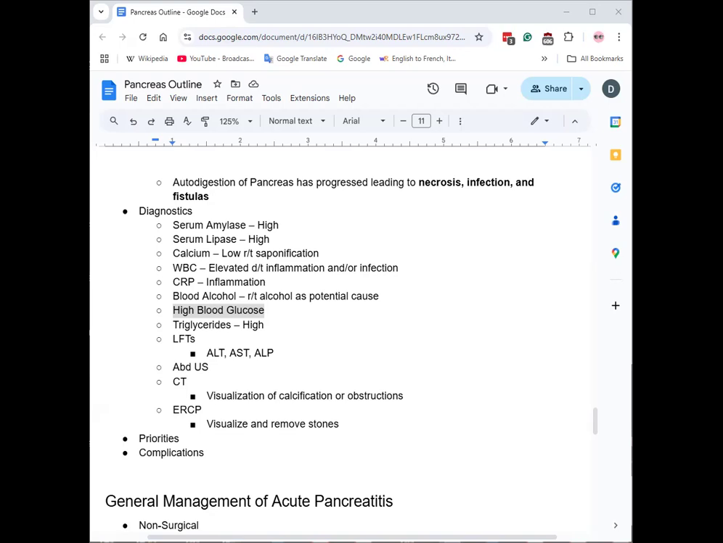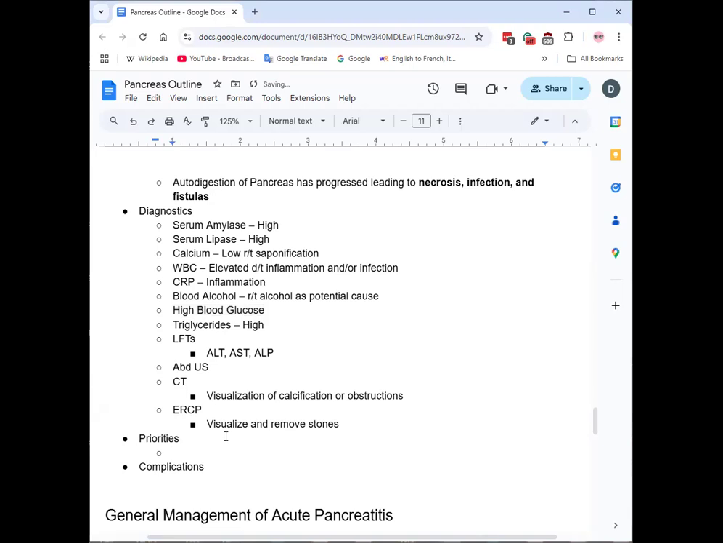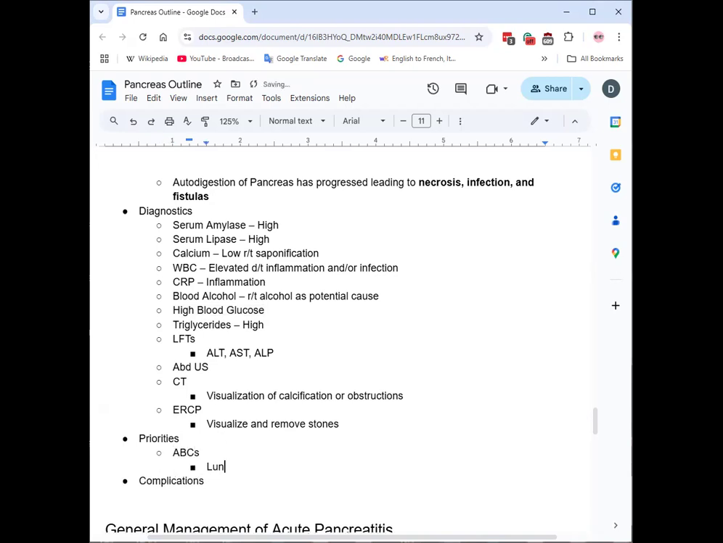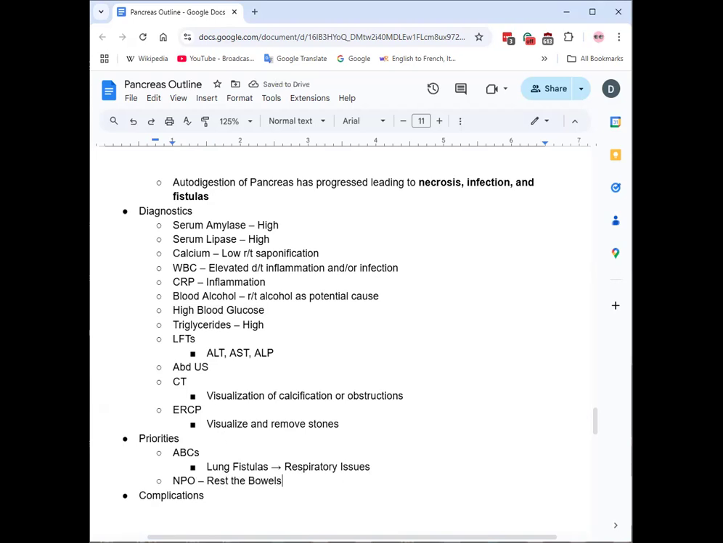Let's see. I think that's everything here. That's great. So what are your priorities here? As always, that's going to be your priority. So we talked about how, especially, your lung fistulas lead to respiratory issues, so you're really worried about that. For sure, you want to be NPO and rest the bowels, because you can imagine someone having all this happen is probably not going to want to put food down their mouth, and also they might need to go down for a surgery. So it just makes sense to be NPO to begin with.